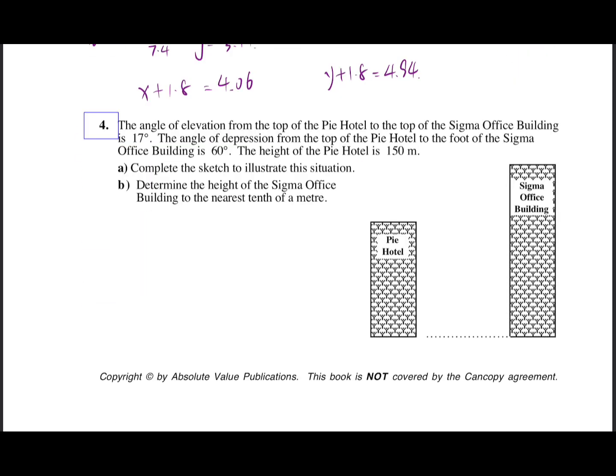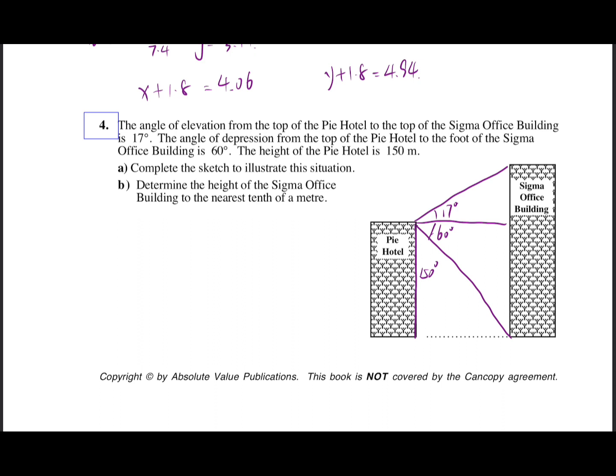For the angle of elevation of the top of the Pi Hotel, it is 17 degrees. The angle of depression from the top of the center is 16 degrees, and the depression for this part is 60 degrees, and the height for this part is 150. And you need to find the height.